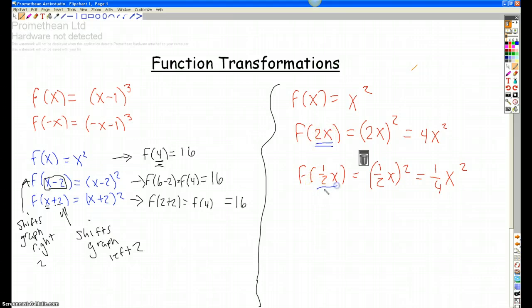Alright, and I'm going to multiply my x values by 1/2. So that's not what happens in this transformation. Yes, you're multiplying your inputs by 2, but what you need to understand is that the effect on the graph is not doubling your x values. It's cutting them in half. So let's take a look.